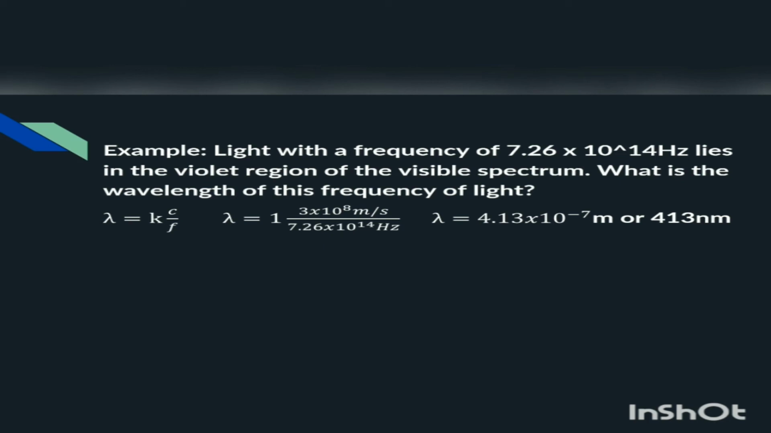Example: light with a frequency of 7.26 times 10 raised to 14 Hz lies in the violet region of the visible spectrum. What is the wavelength of this frequency of light? Since wavelength is equal to velocity factor times the speed of light, which is 3 times 10 raised to 8 meters per second, divided by the frequency of light, which is 7.26 times 10 raised to 14 Hz, we can get the wavelength, which is equal to 4.13 times 10 raised to negative 7 meter or 413 nanometers.